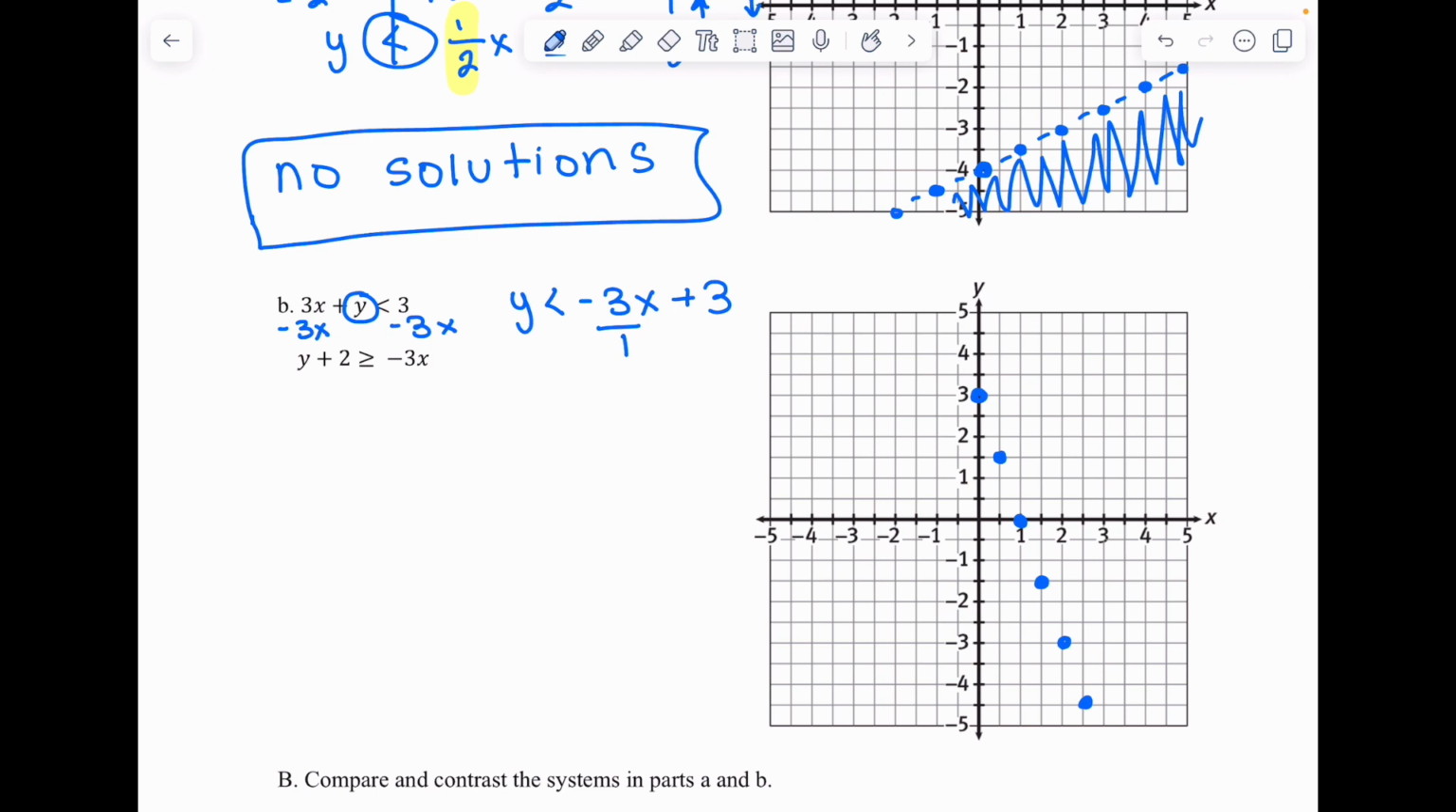I don't have a line underneath my inequality sign, which means my boundary line is dashed. And because it says that y is less than, I shade below my line.